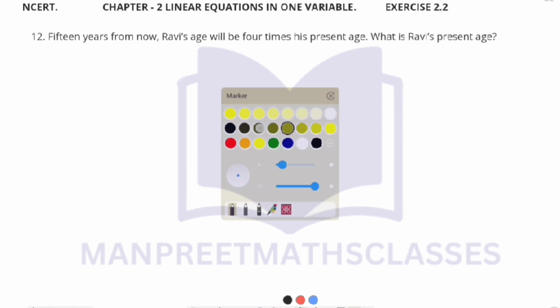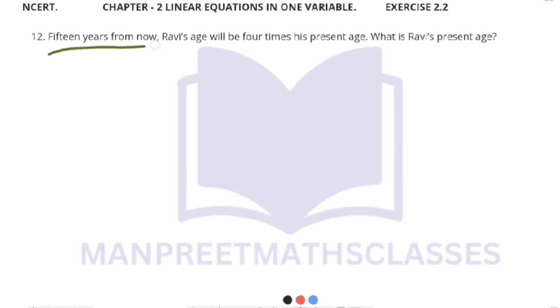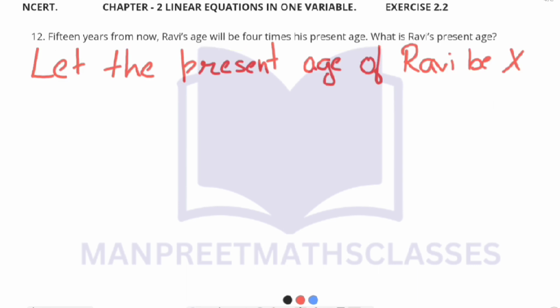Our question number 12 is: 15 years from now, Ravi's age will be 4 times his present age. What is the relation given in this question? The relation of Ravi's age after 15 years to his present age is given. So we'll suppose the present age of Ravi as x. So Ravi's age is x. Now they are saying 15 years from now.